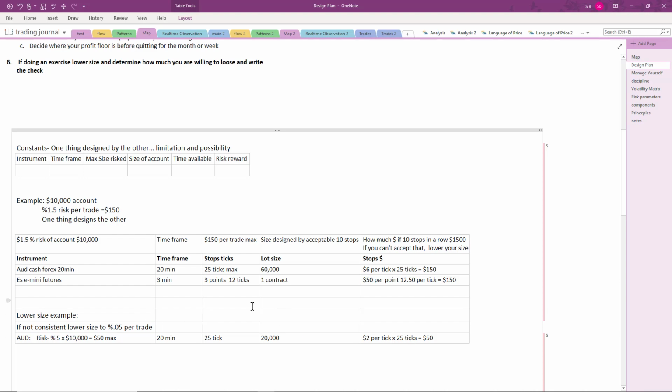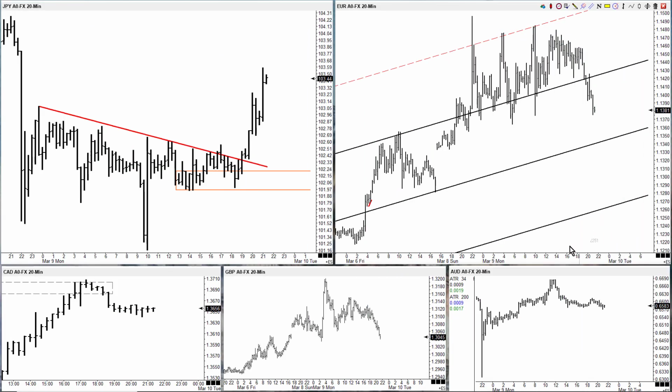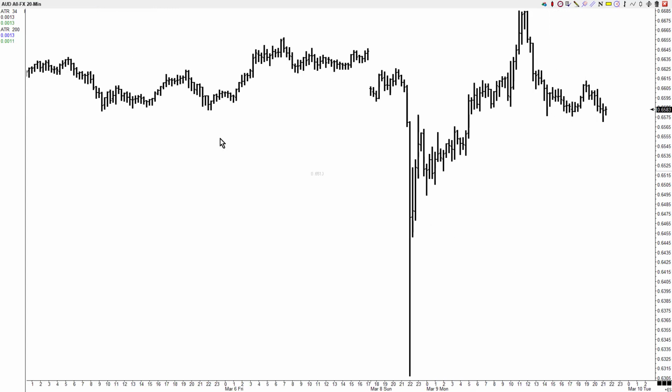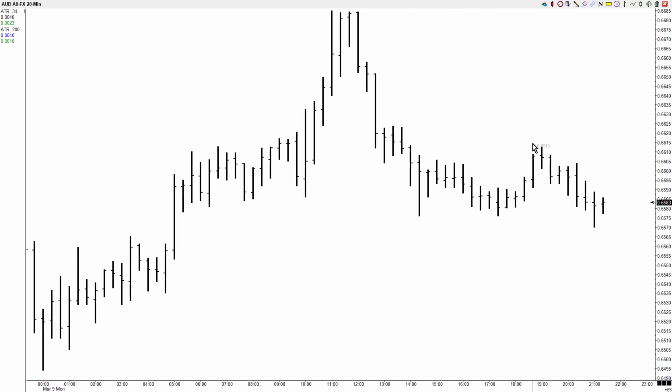All right, so now let's talk about how we get the maximum tick size. Let's get the current maximum stop for the Aussie. What I do is I basically use an ATR, which is average true range. You'll see almost every charting platform will have that. I use a small one and a bigger one, meaning 200 and a 34. You can choose whatever numbers you want.